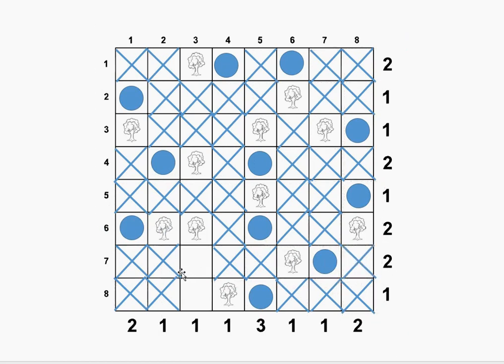Here in row number 7 or column number 3 there is a need for one tent. And finally there is just one position, one cell which is empty. This is the final solution.